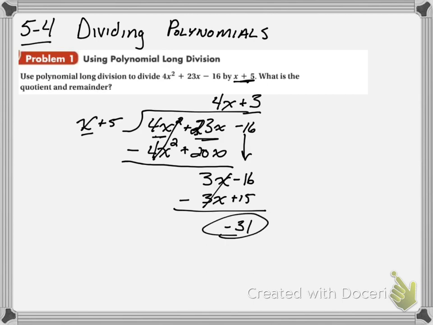Now, what your answer would be, when you divide 4x squared plus 23x minus 16 by x plus 5, you're left with 4x plus 3 minus 31, divided by your original divisor, x plus 5.